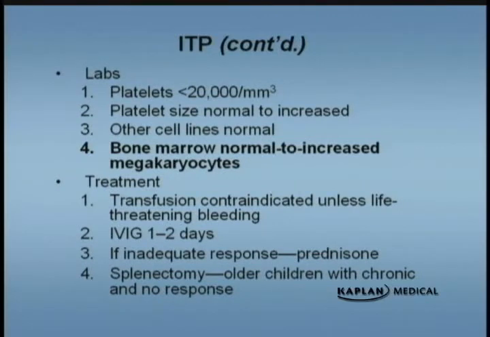Usually the platelet count is markedly depressed, less than 20,000, but the platelets themselves will be normal in size, or sometimes a little bit increased in size. Remember, this is destruction that's occurring in the bloodstream. So if you do a bone marrow, you will notice that there are normal precursors. The megakaryocytes will be normal. The platelets themselves in the periphery are normal, they're just being destroyed.